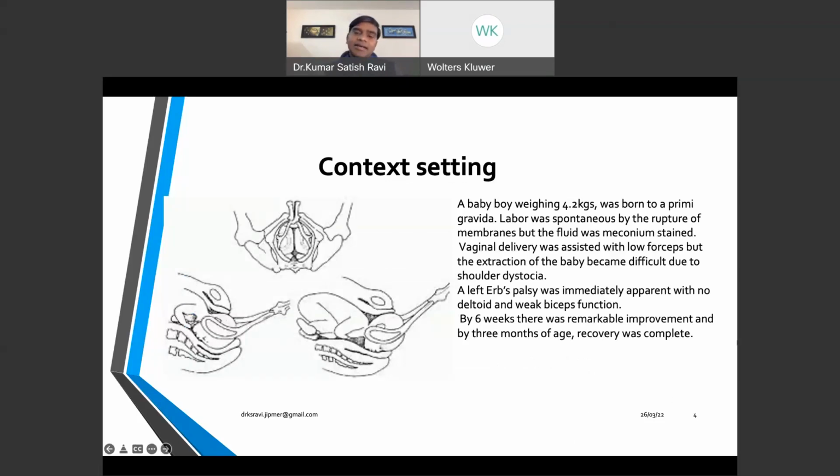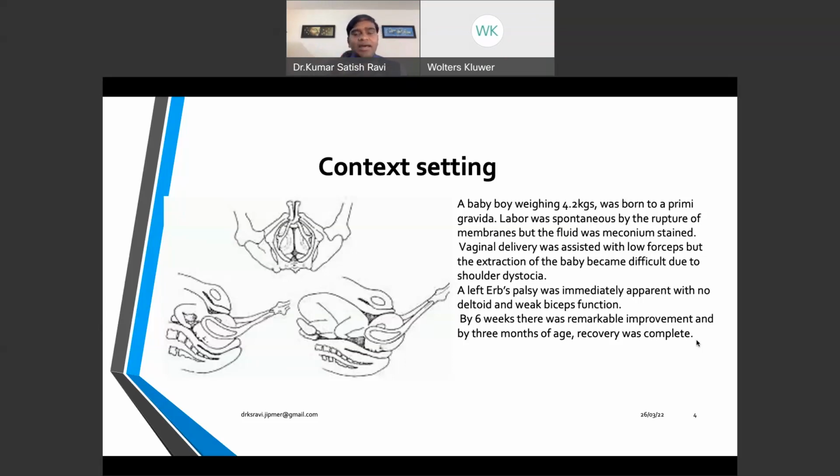The case goes like this: a baby boy weighing 4.2 kilograms was born to a primigravida. Primigravida means a woman who is pregnant for the first time. The labor was spontaneous by a rupture of membranes, but the fluid was meconium stained. The vaginal delivery was assisted with low forceps, but the extraction of the baby became difficult due to shoulder dystocia. Shoulder dystocia means when the size of the baby is bigger and the pelvis is small, then it is difficult to deliver the baby.